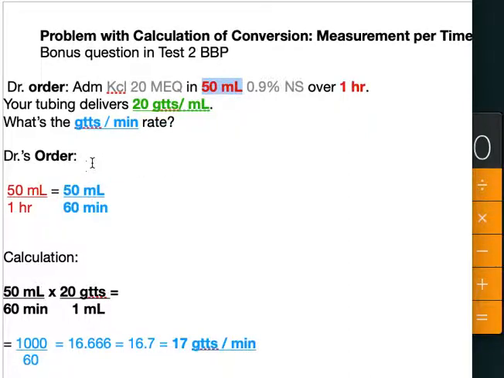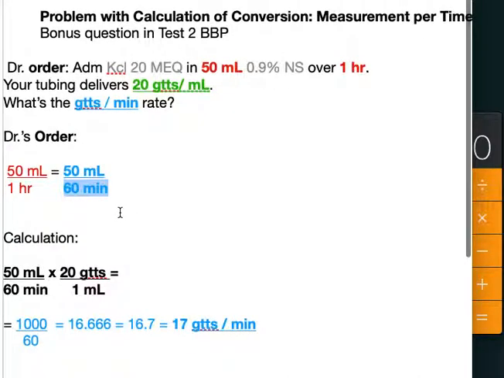So we want to know 50 milliliters over 1 hour is our fraction. So the doctor's order is this. We just need to convert 1 hour into the unit of our question, which is minute. So we know 1 hour contains 60 minutes. So this is just the conversion. So the doctor's order becomes 50 milliliters in 60 minutes. Okay? So this will be our first fraction.